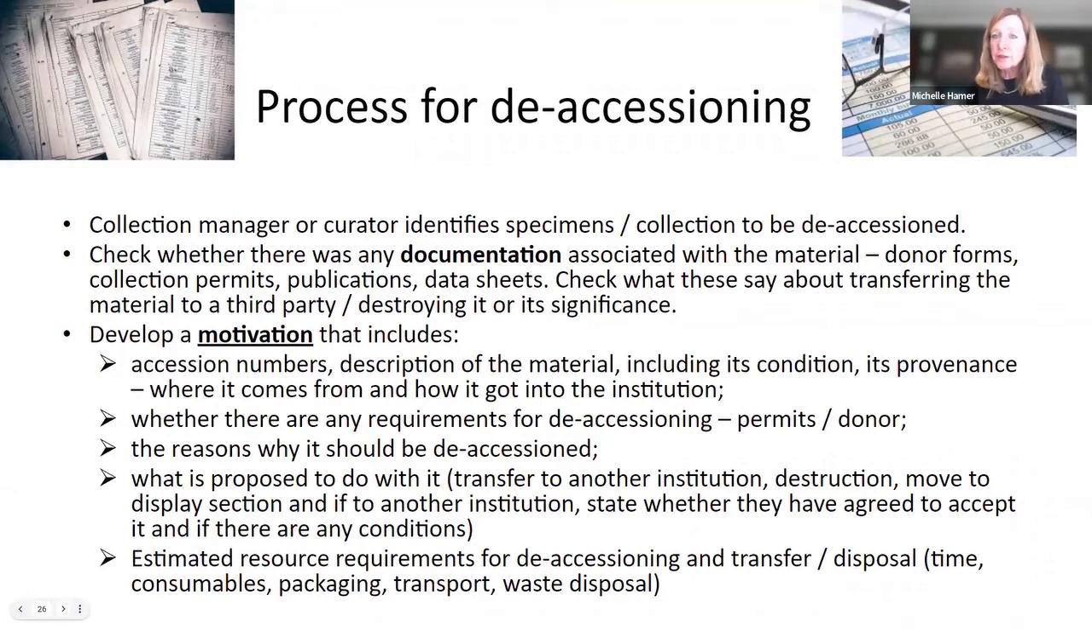And then there should be a written motivation for de-accessioning or removing anything. It needs to have a whole lot of information: accession numbers, description of the material, its condition, where it came from, how it got into the institution. And then if there are any requirements for de-accessioning it, any permits or donor agreements, why you want to de-accession it, what you are proposing to do with it, and whether there are any resource requirements. Would there be any budget implications for moving it?